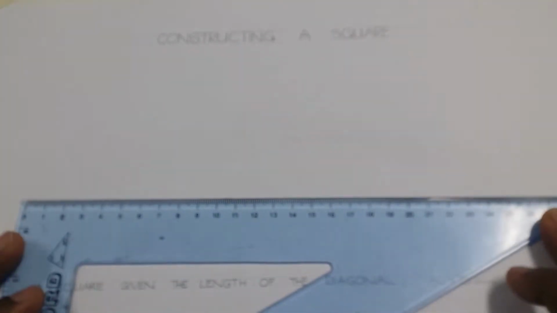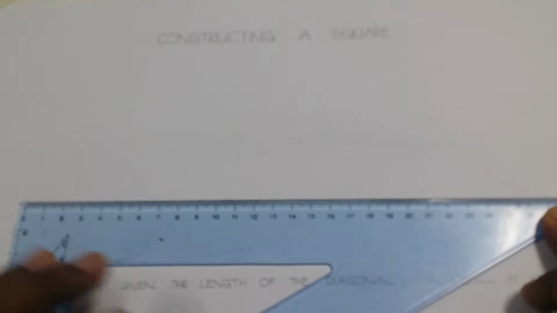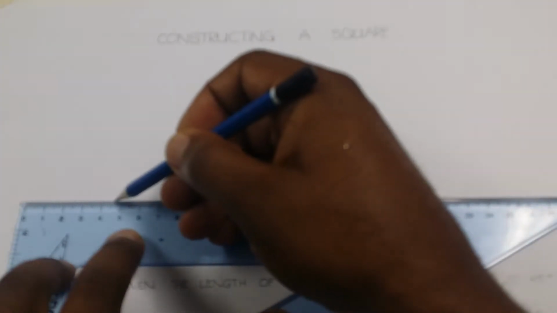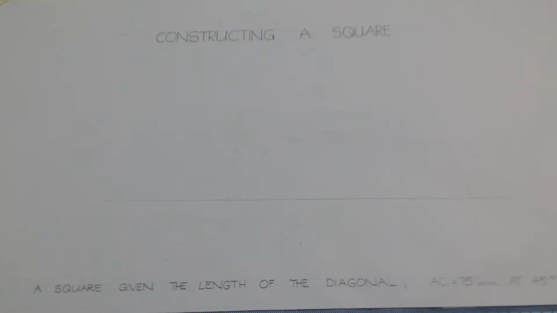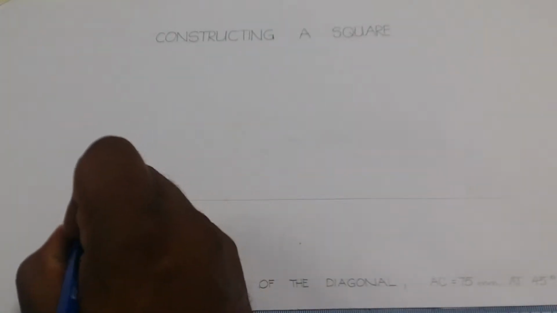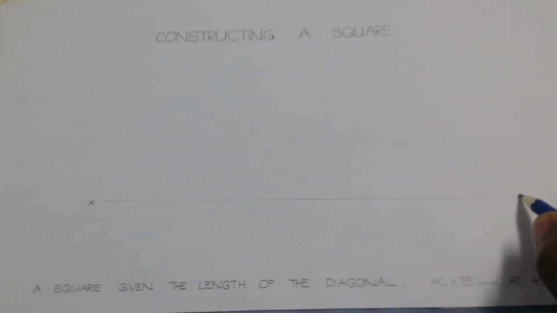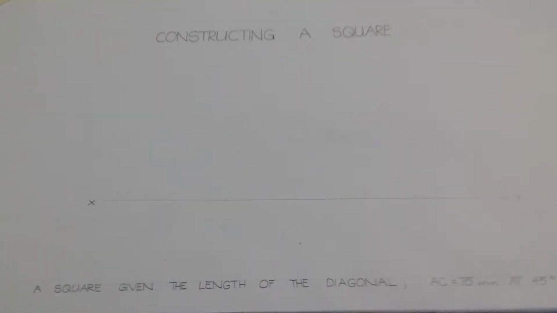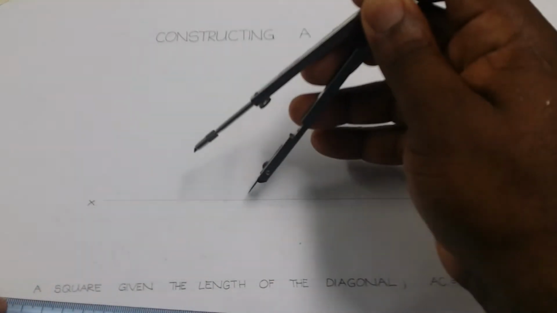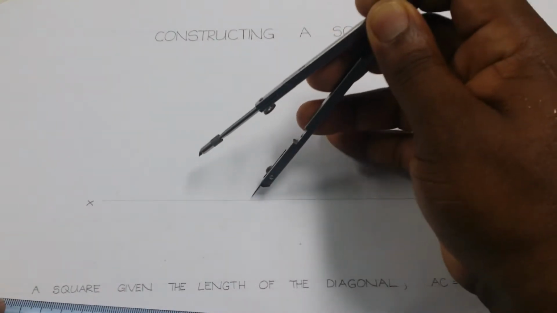We begin our construction with a horizontal construction line. This line could be of any length of your choice and labeled X and Y. Our next step is to conveniently locate point A on that horizontal line XY.